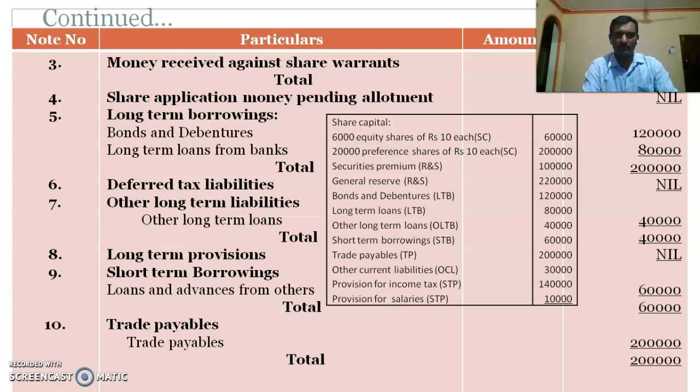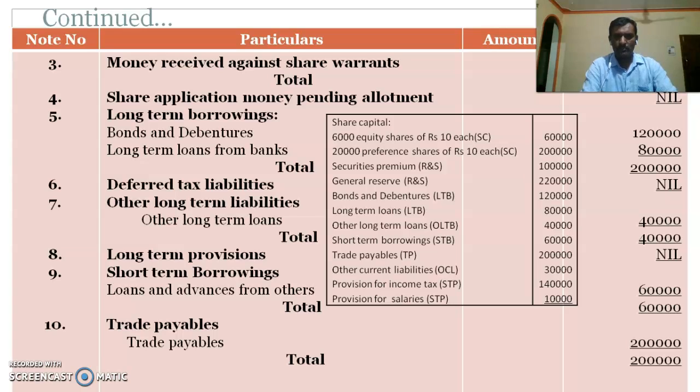Then about long-term borrowings, there are two important items: bonds and debentures, and long-term loans from banks. Both the items are there. Those items are to be taken here, and the total is rupees 2 lakh. And regarding deferred tax liabilities, there is no information. Then other long-term liabilities is there. Other long-term loan is given in the problem, that is rupees 40,000. And then for long-term provisions, there is no information. Short-term borrowings are there, named as loans and advances from others.